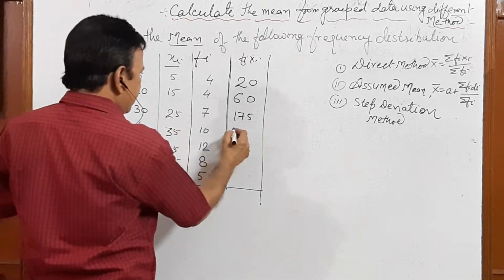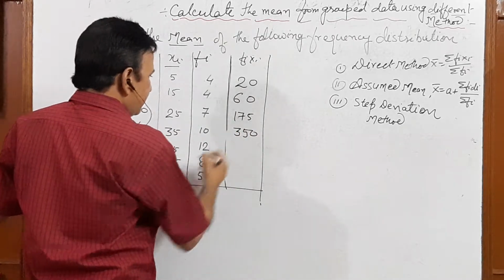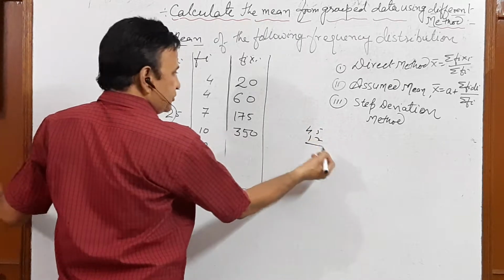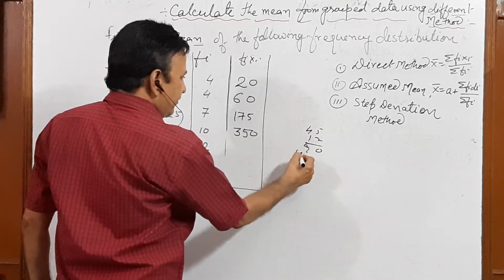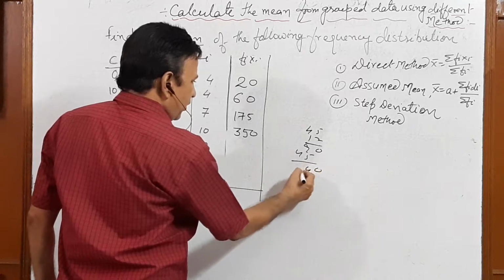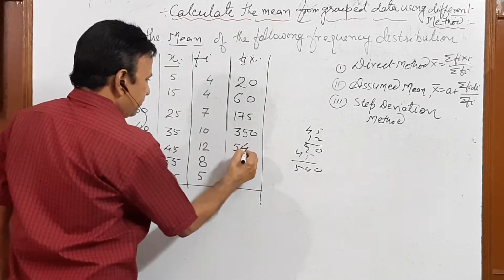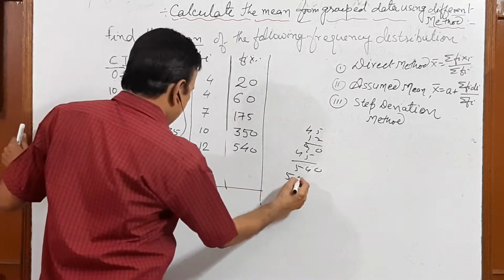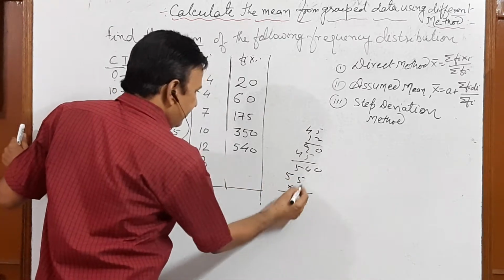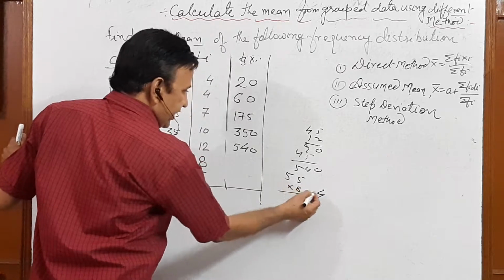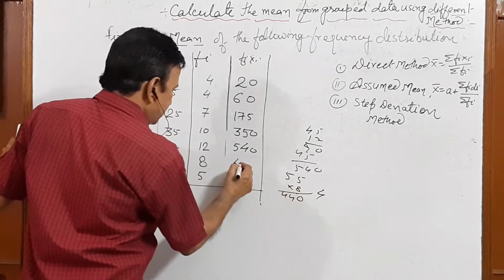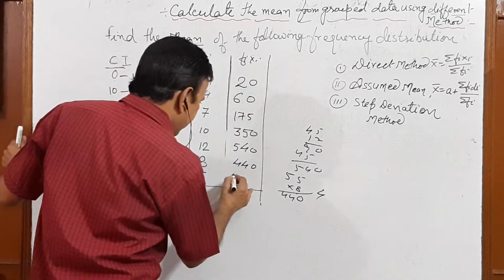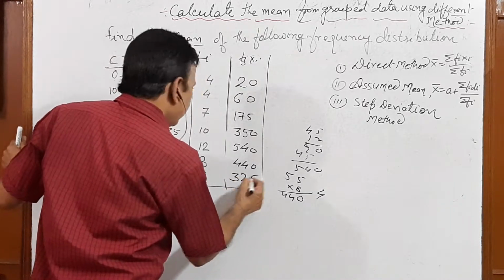Then this is 350. Here you multiply 45 by 12. As a rough calculation, you can do 90 and 450, which gives 540. Then 55 into 8: 8 fives are 40, 4 carry, 440. This is 440. And 65 into 5 you can multiply; you get 325.